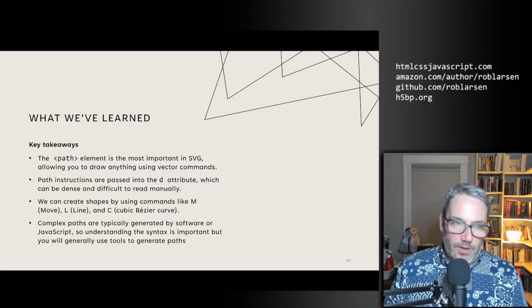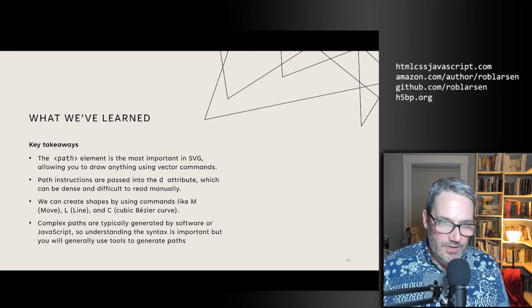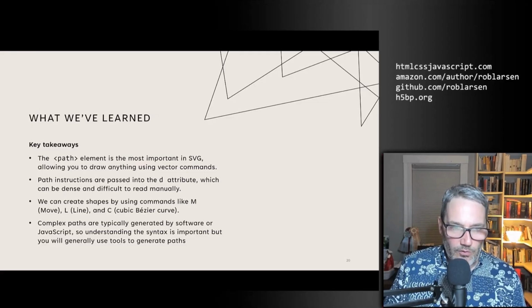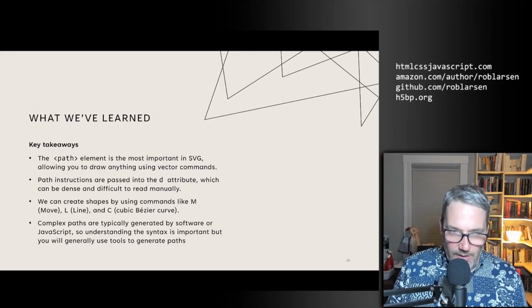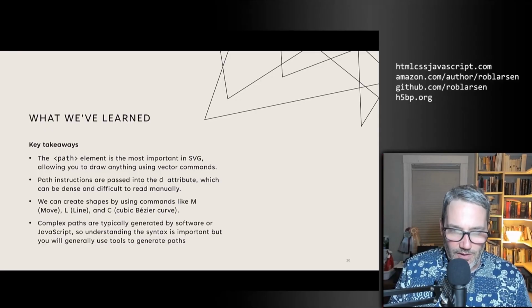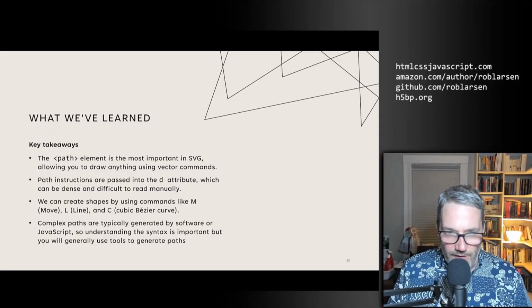So what have we learned? Okay, some key takeaways. The path element is the most important element in SVG, allowing you to draw anything using vector commands. Path instructions are passed to the D attribute, which can be dense and difficult to read manually. We can create shapes by using commands like M, move, L, line, and C, cubic Bezier curve. Complex paths are generally generated by software, JavaScript or Illustrator or something like that. So understanding the syntax is important because it's foundational, but you will generally use tools to generate paths.